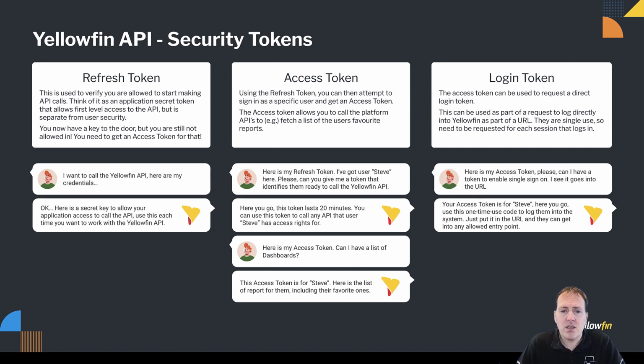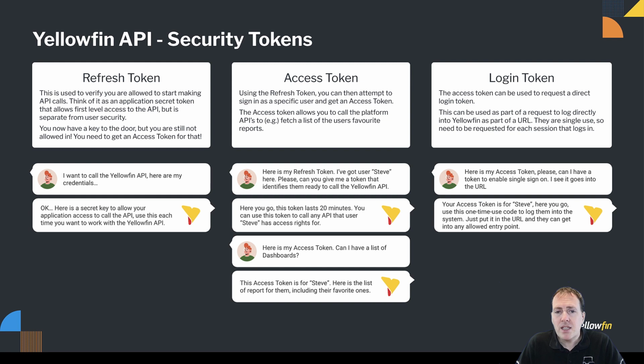With your refresh token, when you come to the application, you then want to get access to the API. The access tokens last by default for 20 minutes. So you pass your refresh token in and it identifies who you are. You are then able to get back an access token, and you can then use that access token to make calls to different APIs.